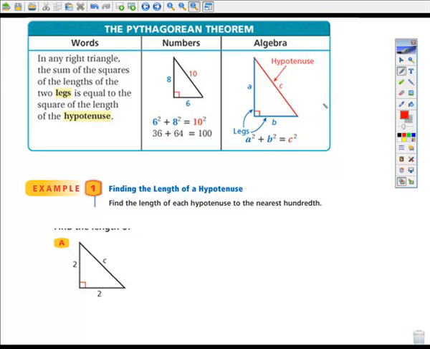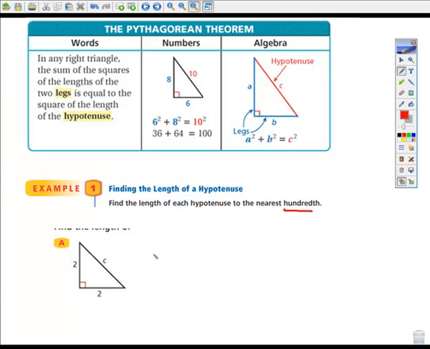Here is the actual theorem though. Algebraically, the two legs are a and b, and then the hypotenuse is always the longest side across from the right angle, and that's always called c. So here they're just asking us to find the length of each hypotenuse to the nearest hundredth. So we have c as the hypotenuse.